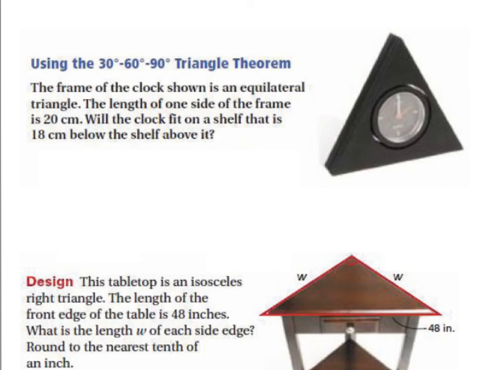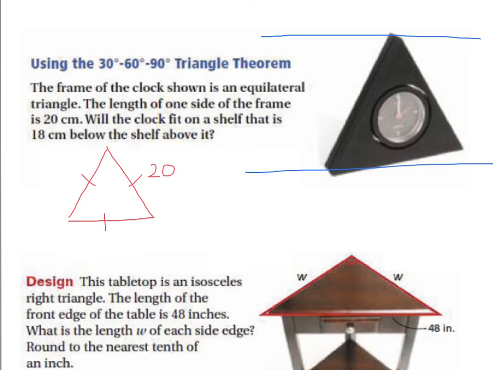So the frame of the clock is shown as an equilateral triangle, okay? So I'm going to go ahead and redraw this. The length of one side of the frame is 20 centimeters. Will the clock fit on a shelf that is 18 centimeters below the shelf above it? So what is that asking? It's saying we have a shelf here, and it wants to know if this clock will fit on the shelf. Well, all we know is that this diagonal piece is 20, and the distance between the shelves is only 18, and it wants to know if it fits. So basically what we have to find is the height of that clock.